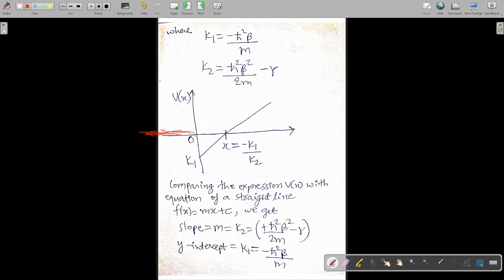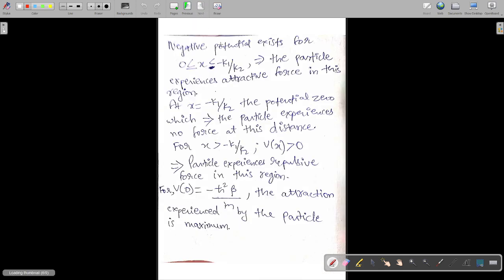In this area, as we cannot draw the graph, it is quite evident that the minimum value of v of x is going to be minus k1, which is equal to this. This is the minimum value of potential. Then the potential keeps rising, and this negative potential reduces, meaning attraction decreases. Over here the particle experiences no force, and after that the particle begins to experience repulsive force. So negative potential exists for this, and the particle experiences attractive force in this region.